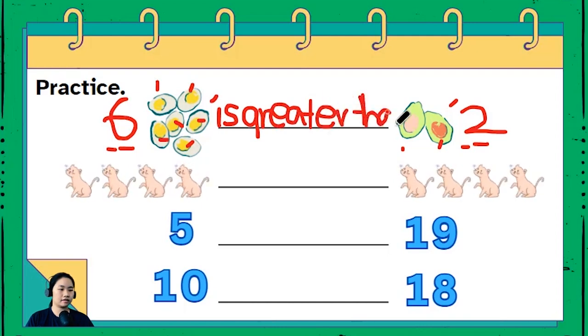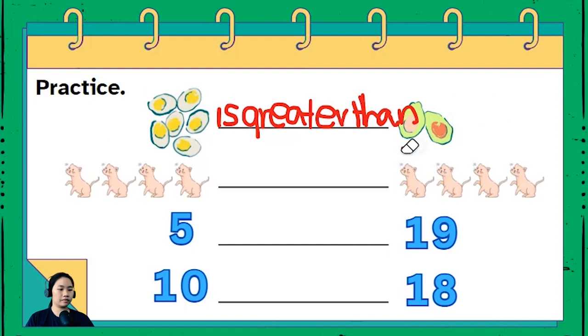than, is greater than. Let me erase this to make it prettier. Okay. So 6 eggs is greater than 2 avocados.